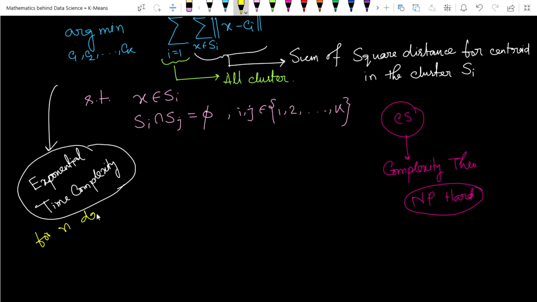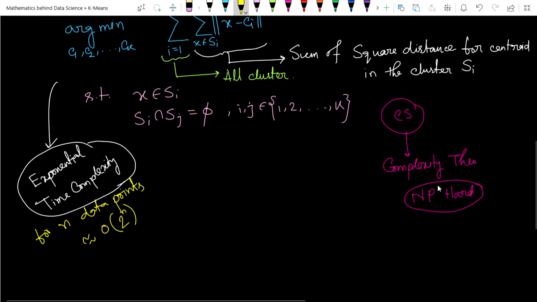For n data points, the time needed is approximately of order 2 to the power n. Actually, it's very hard. It is an NP-hard type of problem. So don't be confused about these things.